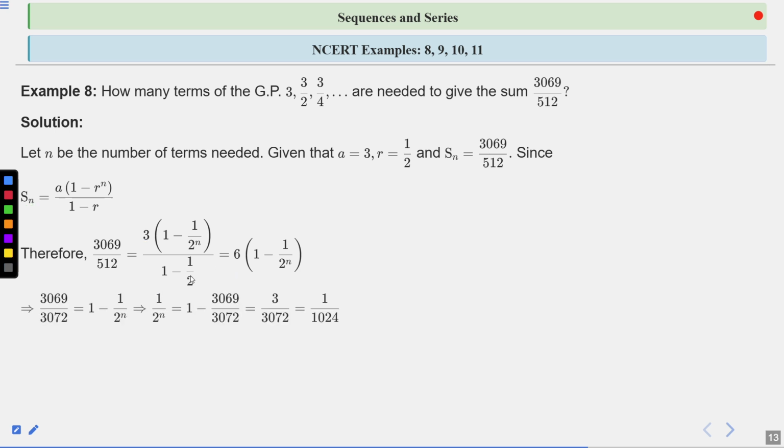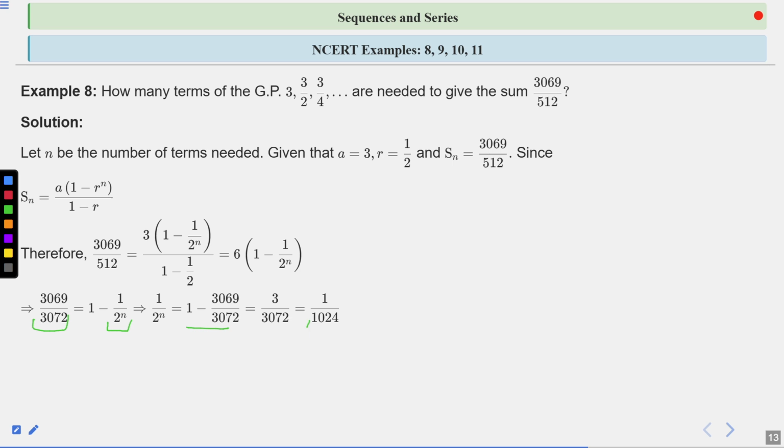Now on further simplifying, on cross multiplication, we get 3069 divided by 3072 equals 1 minus 1 by 2 raised to power n. Transferring 1 by 2 raised to power n to the left hand side and this term to the right hand side, we get 1 by 2 raised to power n equals 1 minus 3069 divided by 3072. Simplifying the right hand side, we get 3 by 3072, which simplifies to 1 by 1024.